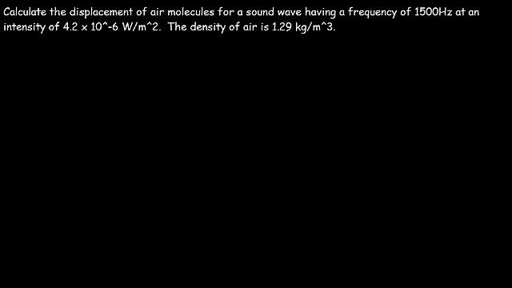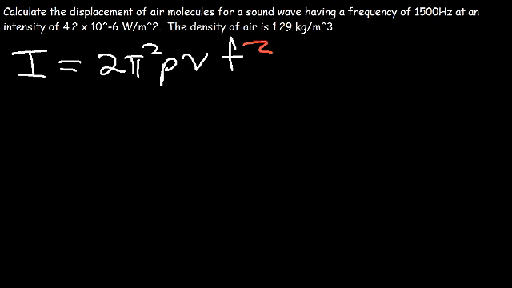So we know the equation: the intensity is equal to 2 pi squared times the density times the velocity times the square of the frequency times the square of the amplitude. We're looking for the amplitude. The displacement of air molecules is the amplitude A. We have the frequency, the density, and the intensity.